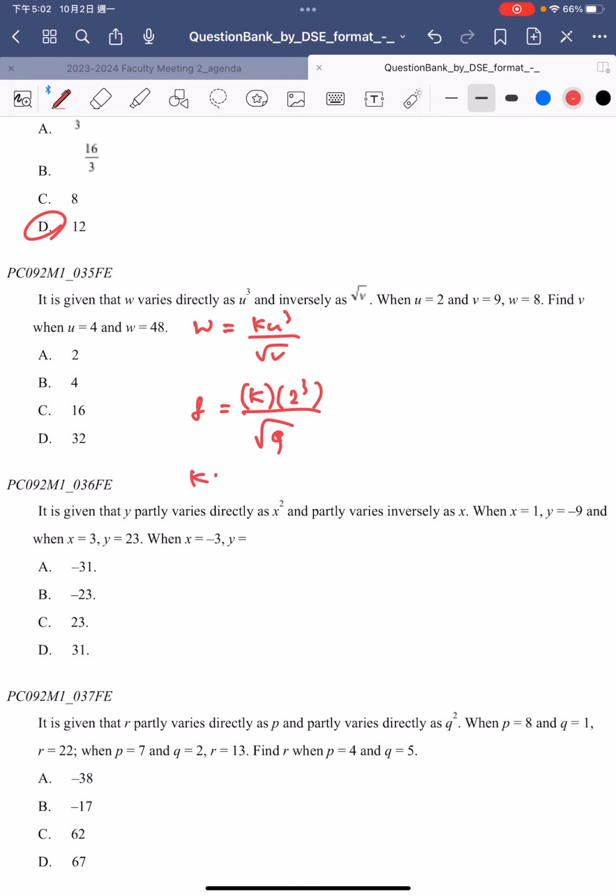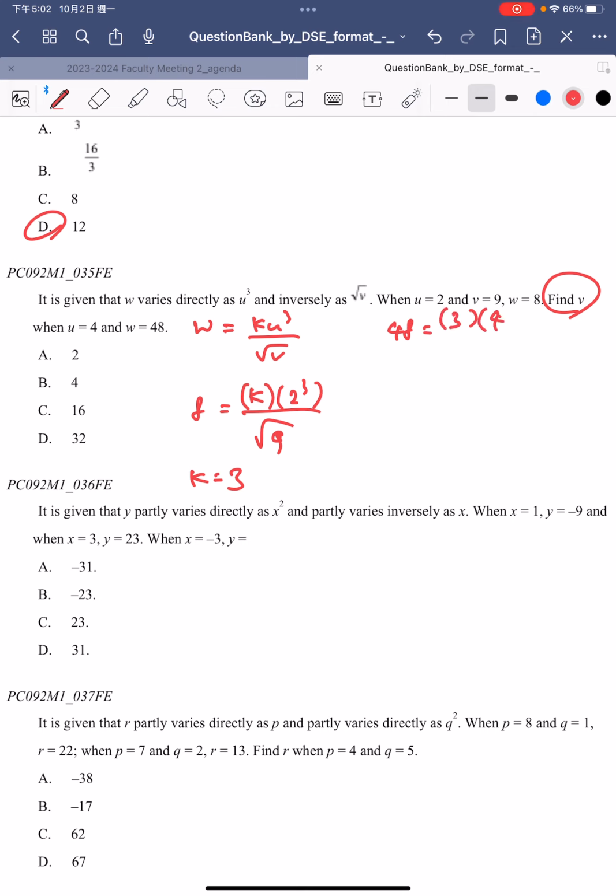So the variation constant is actually equal to 8 is eliminated, we got this 3. So the k is equal to 3. So what we want is to find the value of v. So w is equal to 48. The k is actually 3.